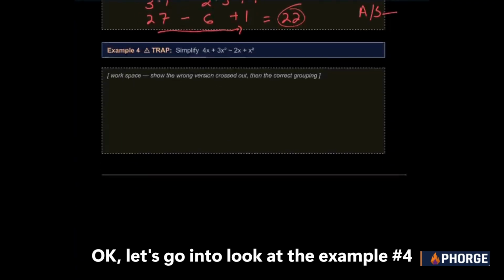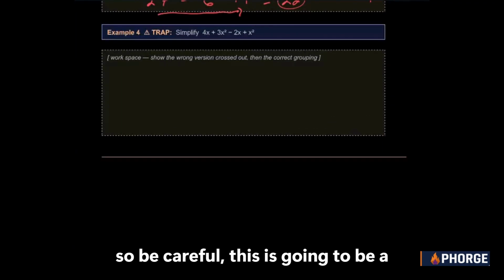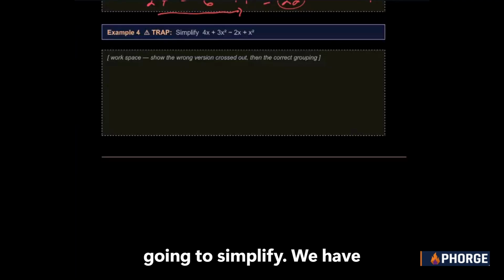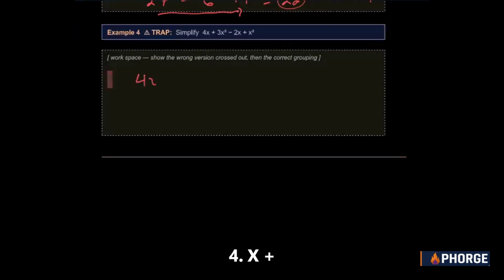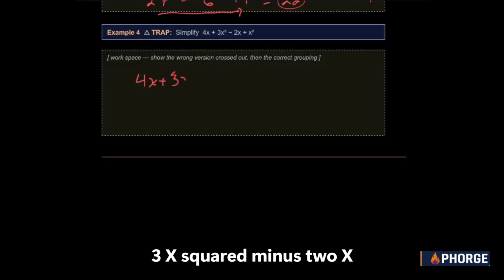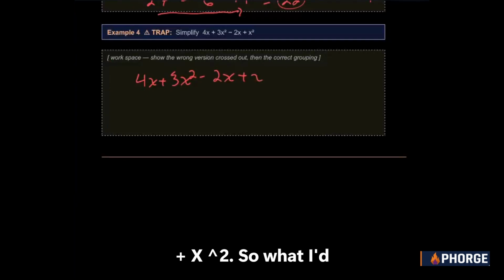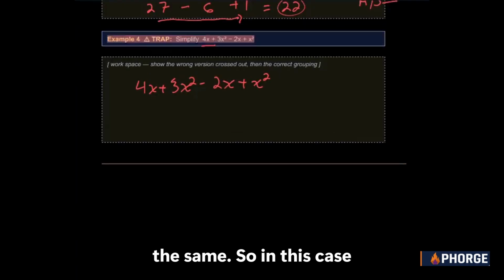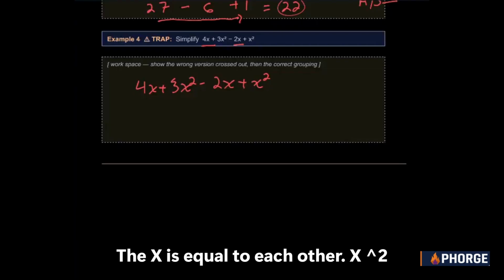Okay, let's go into look at the example number 4. So be careful, this is going to be a trap. And what we're going to do is we're going to simplify. We have 4x plus 3x squared minus 2x plus x squared. So what I like to do is I like to underline the terms that are the same. So in this case, 4x minus 2x, the x is equal to each other.